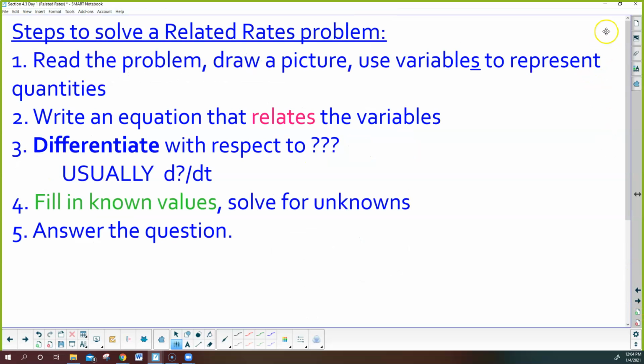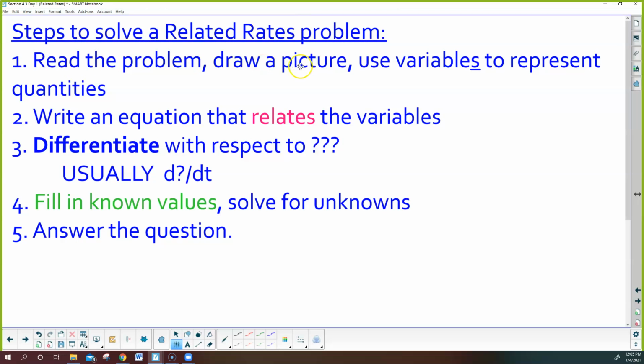Okay. If you would like to take a screenshot of this, you can. I didn't give you these steps right away because I don't want you to solely focus on "here's how you do it, this works every time." But this is basically the steps to solve a related rates problem.